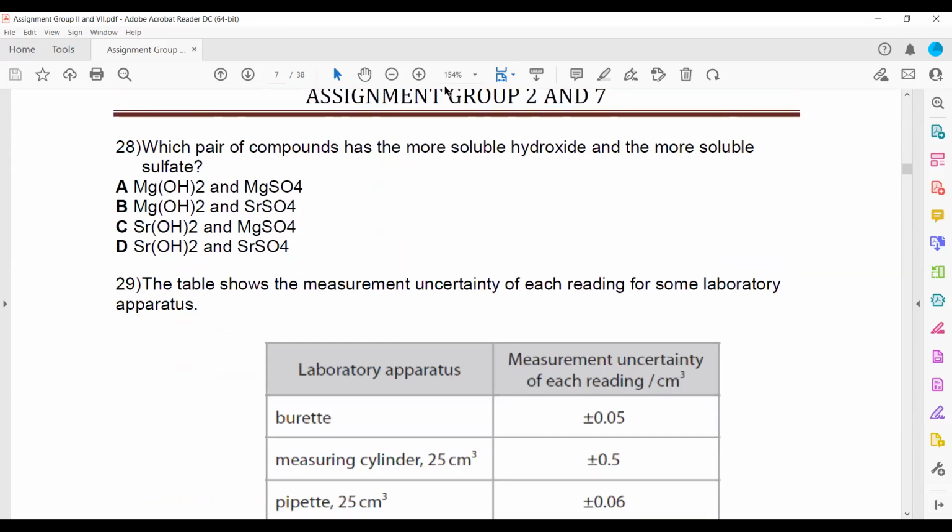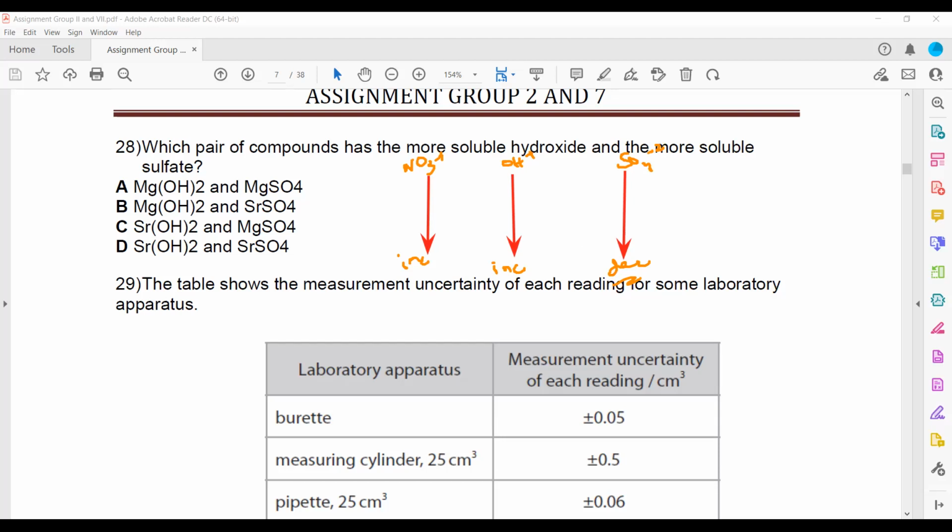Which pair of compounds has a more soluble hydroxide and more soluble sulfate? Look, the trend in solubility for nitrates and for hydroxides: the solubility increases as we go down, but for sulfate it decreases. If we have nitrate, hydroxide, and sulfates, nitrates become more soluble as we go down the group. For hydroxides also solubility increases, but for sulfate the solubility decreases as we go down the group.